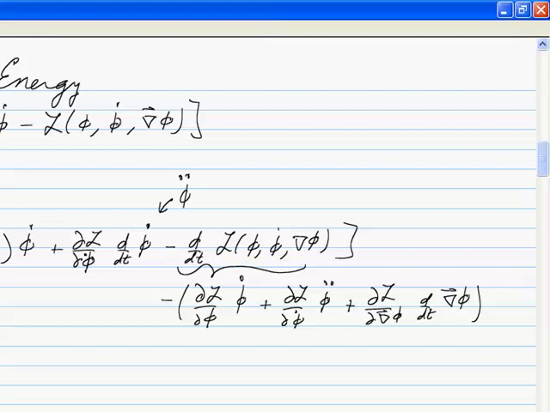So the chain rule says any time dependence here comes from these terms. You know the chain rule, right? At this stage we see one nice thing. This term and that term cancel, so the phi double dot terms cancel. And this term here I'm going to integrate by parts.